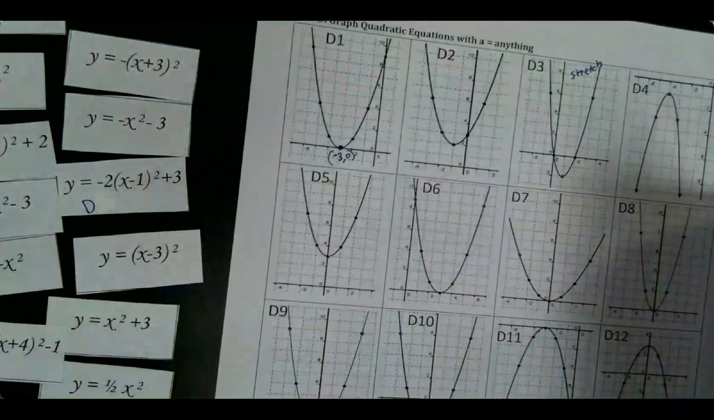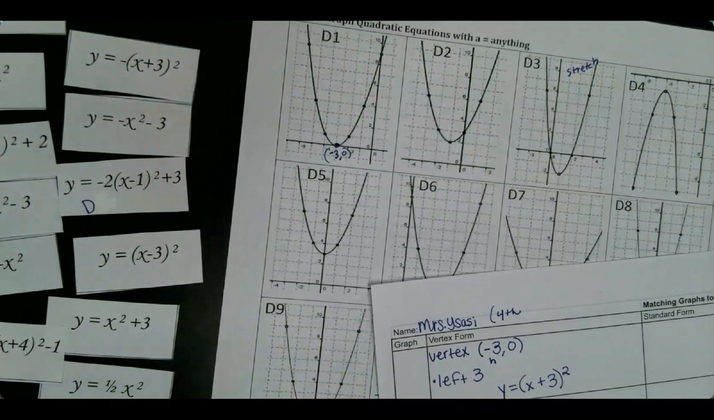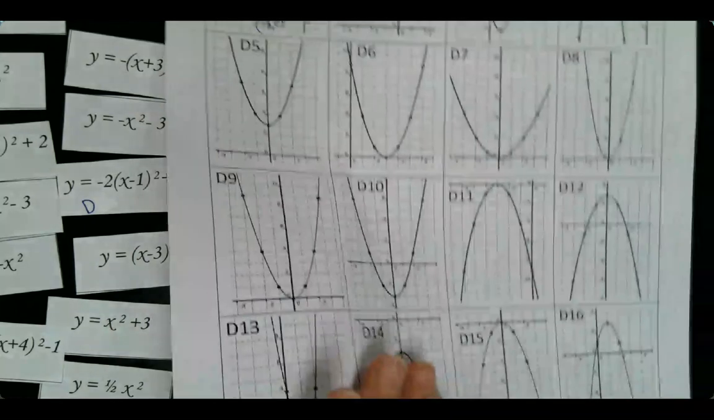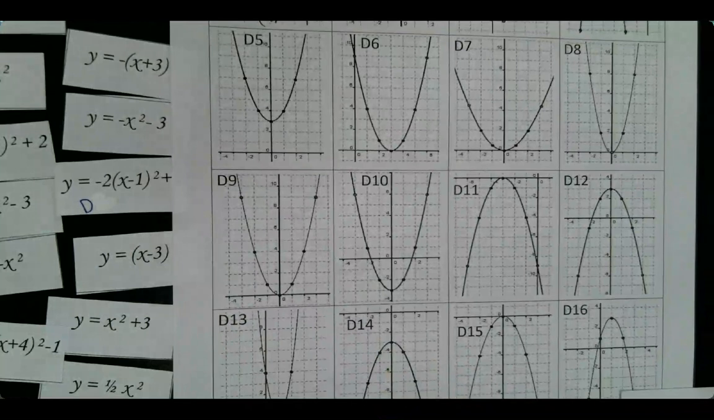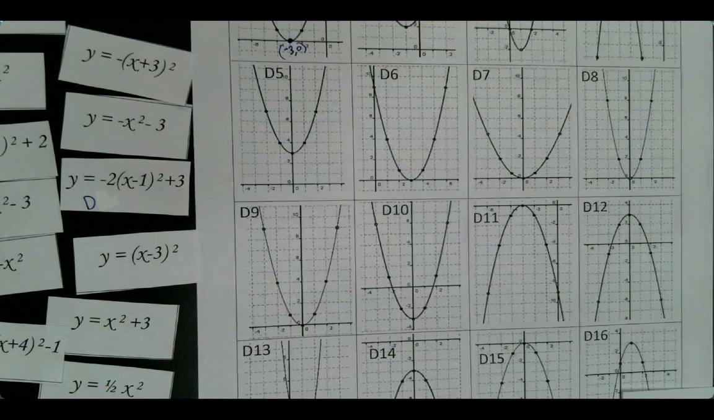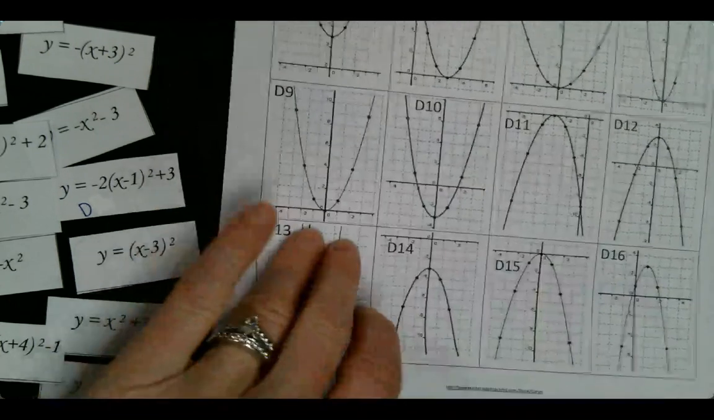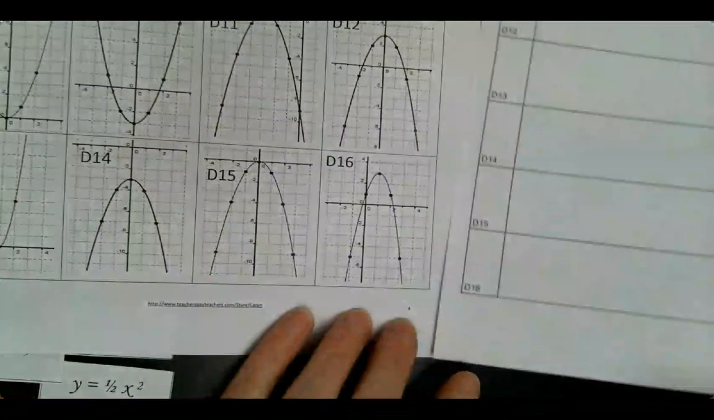All right, let's look at one that has all of the transformations. It's a reflection, it's a stretch or compression, and it translates left or right and up and down. Look for one that has all the different transformations. So it's reflective. So D15 is a reflection, but is it moved left or right? No. Yeah, 16. So that one has all the different transformations. So everybody go to D16.